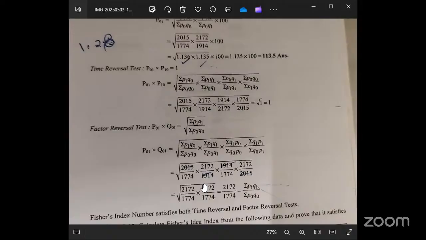The formula is the average of linked relatives of current year into chain base index of previous year by 100, and how to convert chain base into fixed base. So current year chain base index into previous year fixed base by 100. How will you convert fixed base into chain base? Current year fixed base index by previous year fixed base into 100. We'll do some problems on this. How is conversion possible?